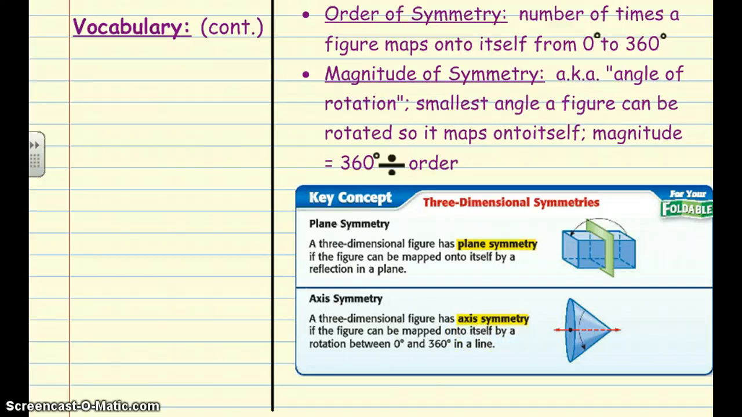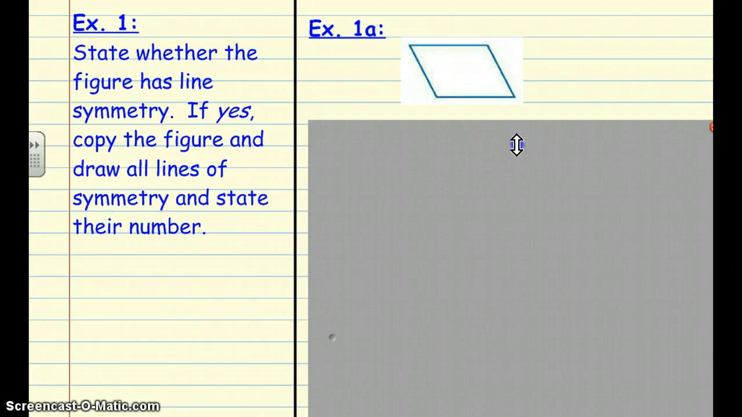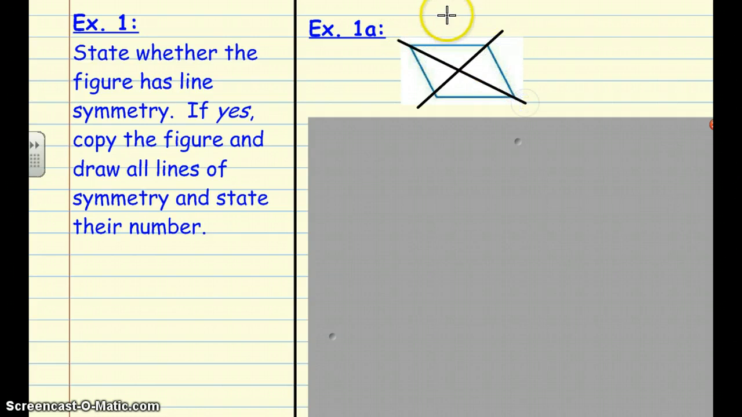Let's take a look at a few examples. Example number 1: state whether the figure has line symmetry, and if yes, copy the figure and draw all the lines of symmetry, and then state their number, meaning how many it has. Here's our first one. We have a parallelogram, and if you try to take a line and cut that parallelogram in any way, we should hopefully recognize that this one does not have any line of symmetry, because we can't reflect it across that line and get it to map on top of itself.